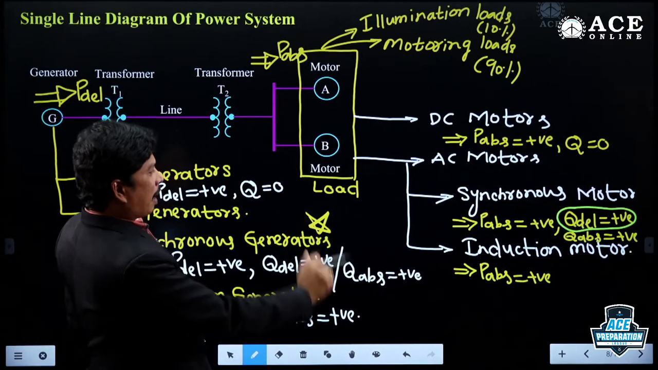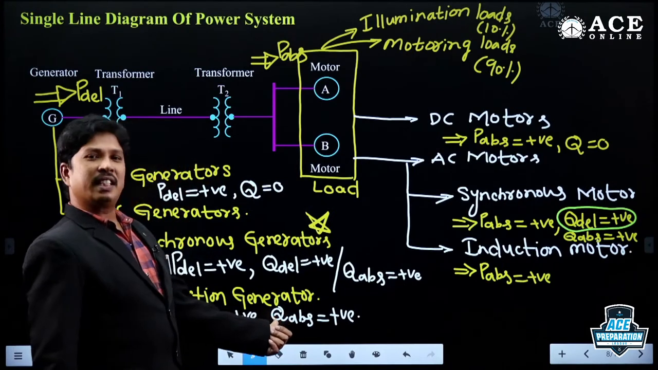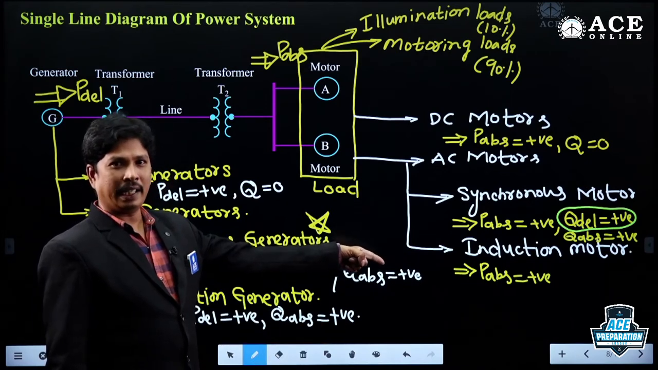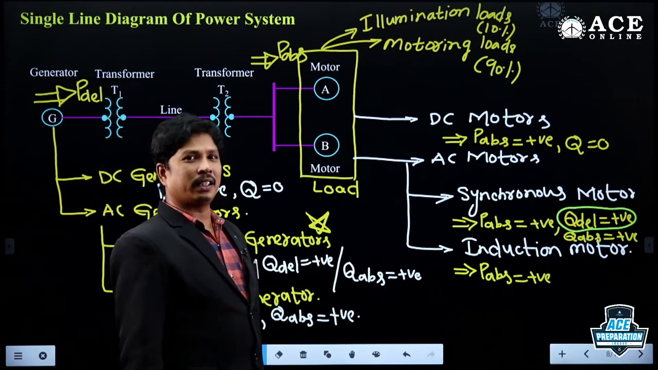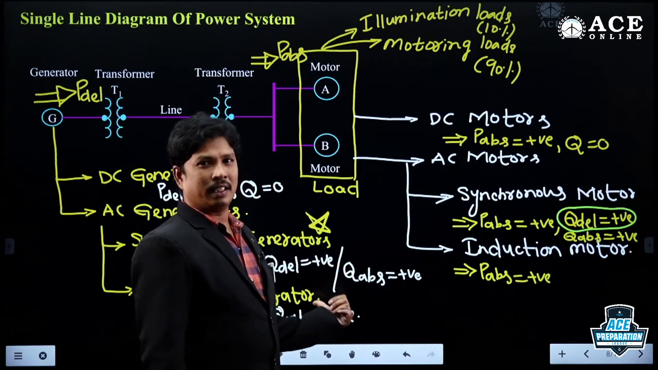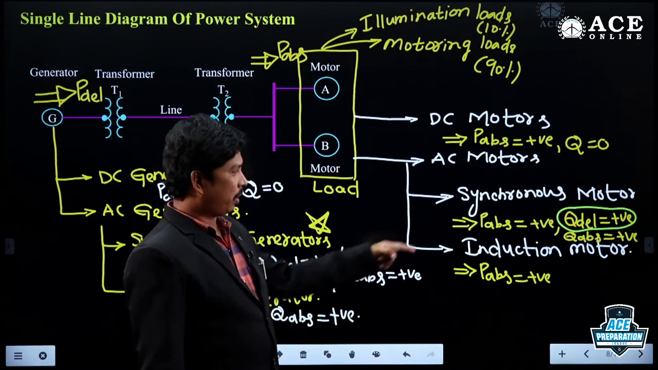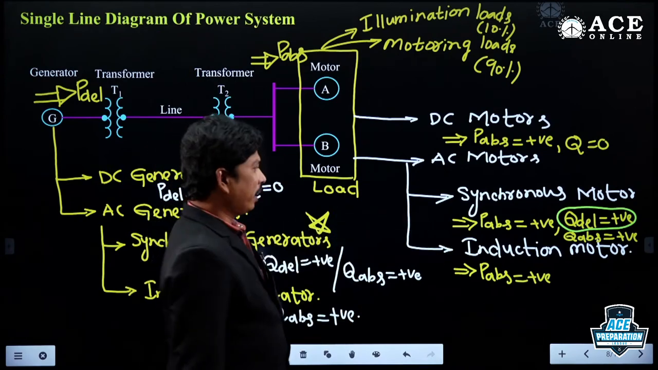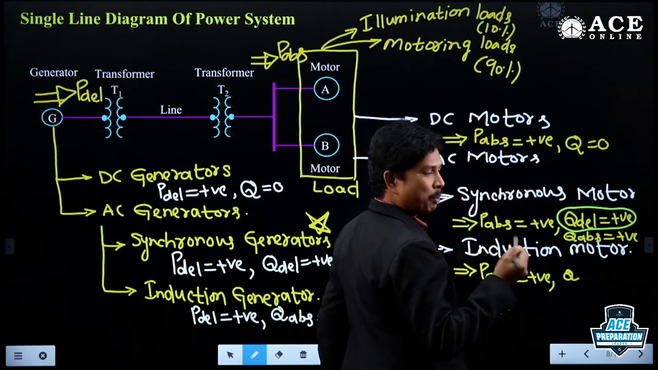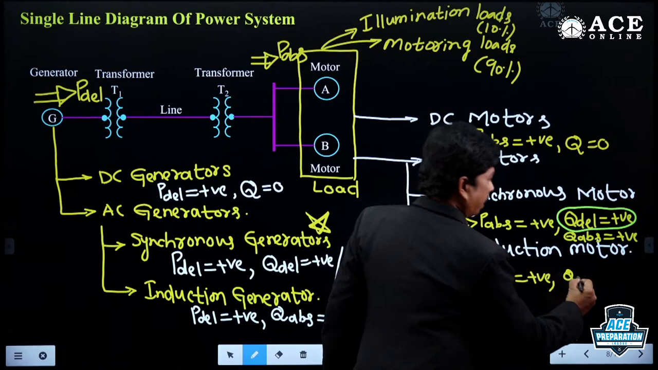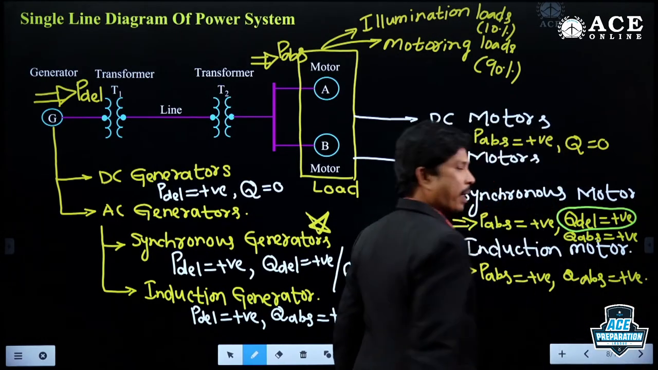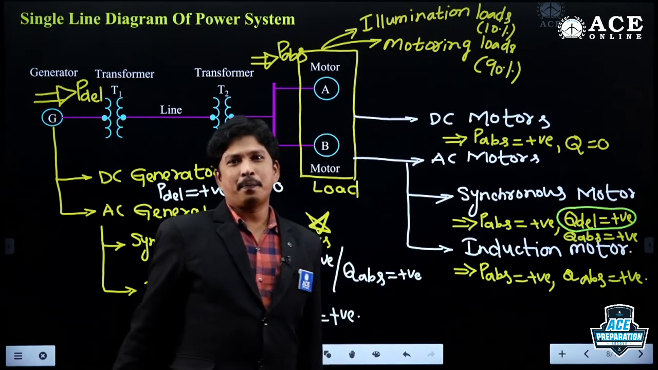Clear? And coming to the induction motor. Generator itself, it's not doing. How is it possible for me? Why? Because I do not have any excitation. How are you expecting reactive power from me? So my generator is not at all delivering any amount of reactive power. So the induction motor is unable to deliver any amount of reactive power. It is absorbing some positive value. Are you getting the point here?